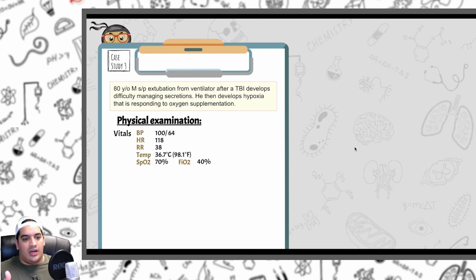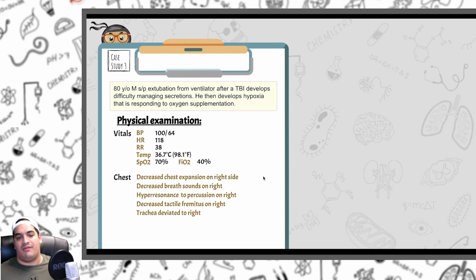So if we look here, I wouldn't say that's a great SpO2, but we see their BP is 100/64, heart rate's 118, respiratory rate's 38, temperature not febrile, SpO2 is 70% on FiO2 of 40%. That's not a very good response, to be honest with you, but if you give them time and they say they're responding to oxygen supplementation, it must bump up at some point. But either way, it's a concerning sign to see this particular issue here.